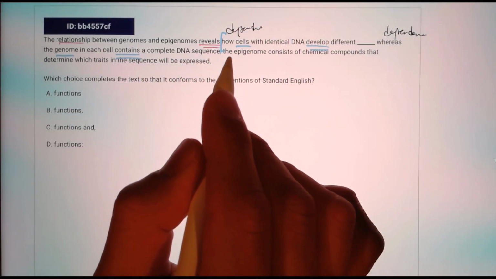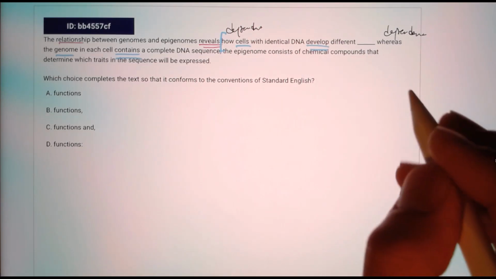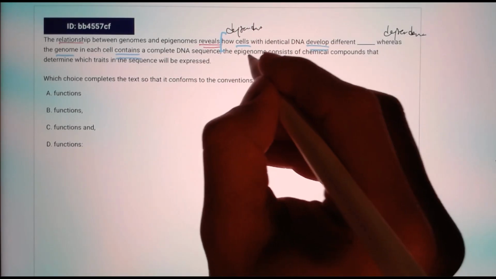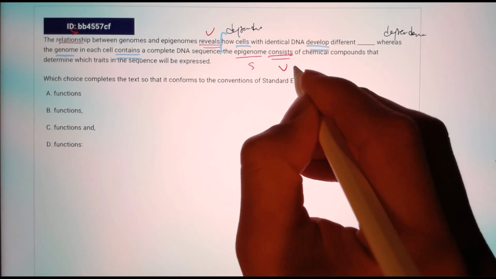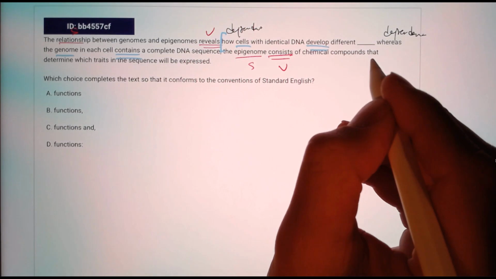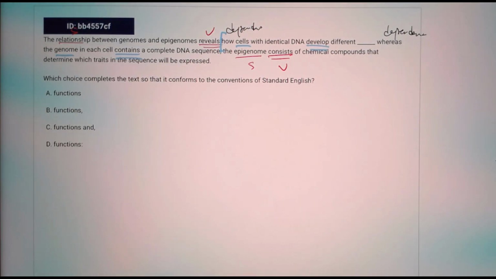Now we have an independent clause. The epigenome consists. So I'm going to use a red marker. Subject and verb, and subject and verb: consists of chemical compounds that determine which traits in the sequence will be expressed. Okay, so these red parts are the main clauses.